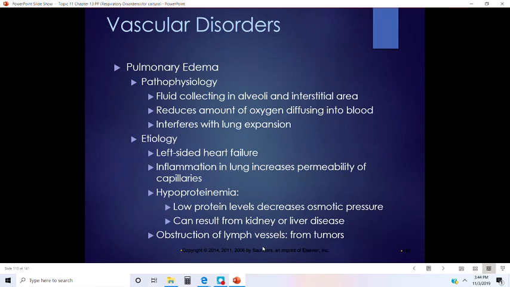Another reason for pulmonary edema could be just an obstruction of the lymphatic vessels, maybe from a bronchiogenic carcinoma, right, from lung cancer.